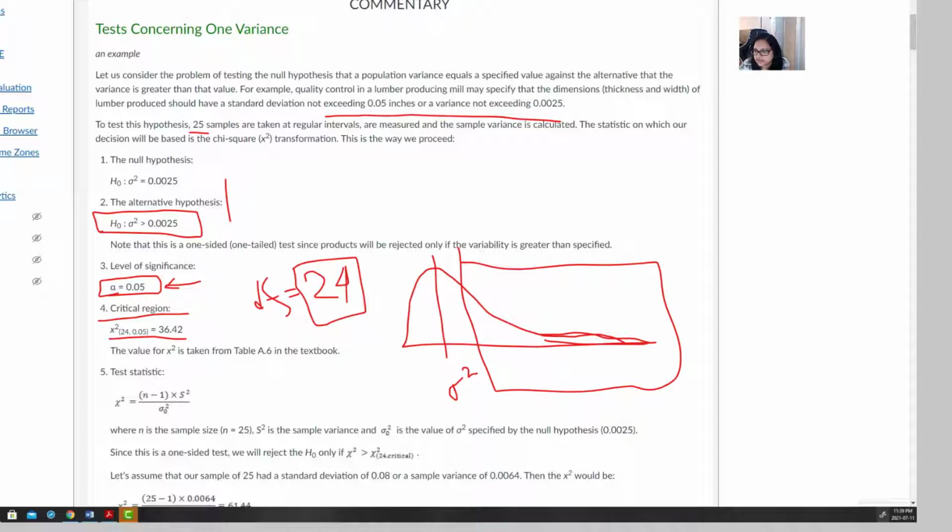So we need to find the critical value, the cutoff point, and then the critical region is somewhere here. So what's the tabulated value, the critical value? You have to go back to the chi-square table and find it there. Let me open the chi-square table.